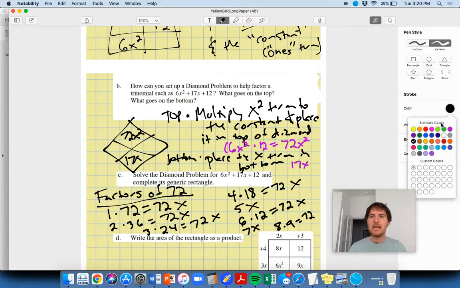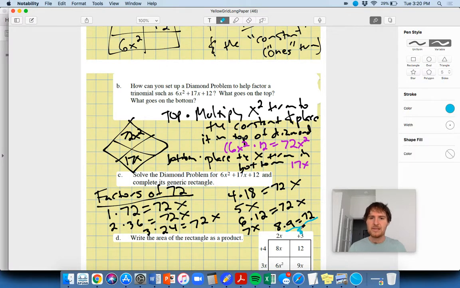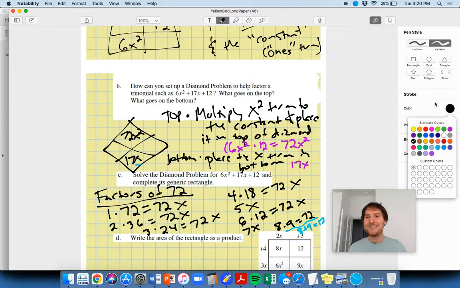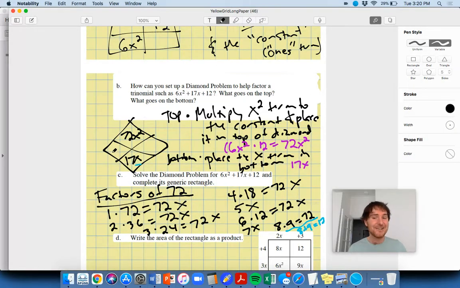And yep, there it is. That's going to work out because 8 plus 9 equals 17. And that's what we have right there. So there we go. We've set it up. It's a decent amount of work right there. It's going to go a lot faster for you after you get some practice.